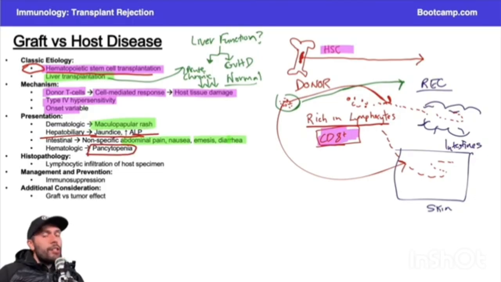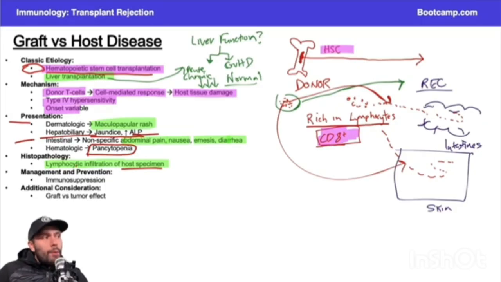So it's a diffuse presentation. That's the point. We're attacking tissues all throughout the recipient. The classic ones are going to be dermatologic and intestinal. And again, we're going to see lymphocytic infiltration of the host specimen. Now, there's something in here that's subtle that's important. We already said you can see lymphocytic infiltrate in acute rejection, chronic rejection, but the key is the host specimen. So let's just say this patient has a maculopapular rash. You do a biopsy of the skin. You see a lymphocytic infiltrate. Well, that's classic, in the right vignette, for graft-versus-host disease.